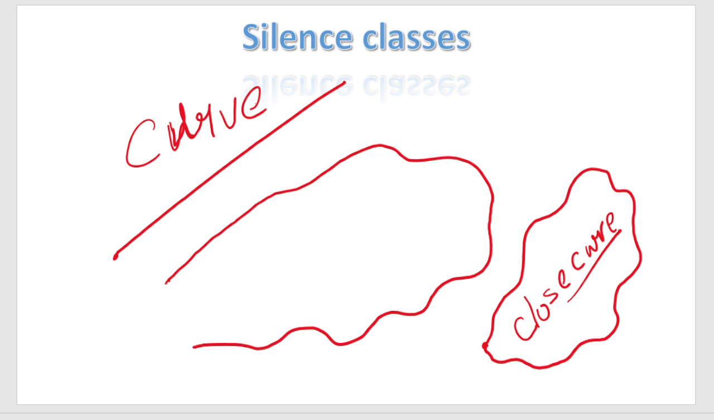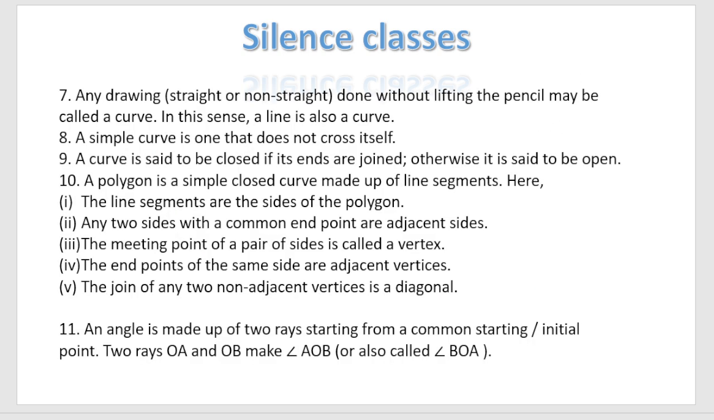So this is the way we can find out exactly what a curve is. A simple curve is a figure which does not cross itself. If we do like this and cross it, it is not a simple curve, and it is not a closed curve either.